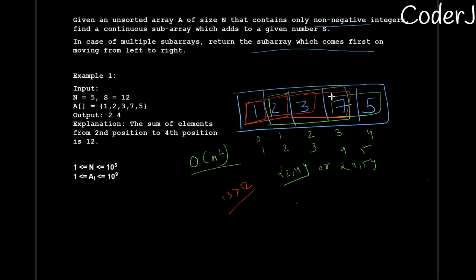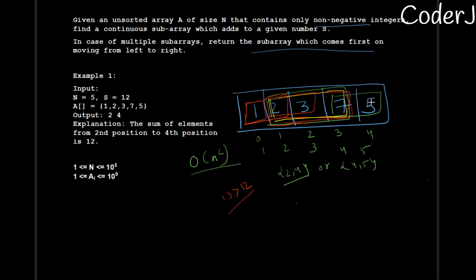So in this case, we need to delete an element. And which element are we going to delete? We will delete the first element, since we need to find a contiguous subarray, right? So the window now is going to be 2, 3, 7. Let me change the color so we can look at it a bit better. So 2, 3, 7 is going to be the new window.